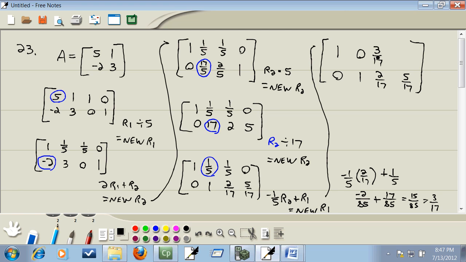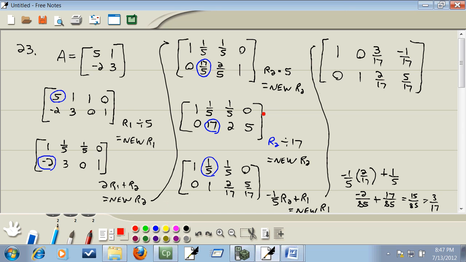I don't know. Let me cheat. Use my calculator. Okay, negative 1 divided by 5, times 2 divided by 17, plus 1 divided by 5, enter. 3/17. Oh, yeah, that's what I got. Okay. And I doubted myself. Okay. Negative 1/5 times 5/17 gives us negative 1/17 plus 0 gives us negative 1/17.